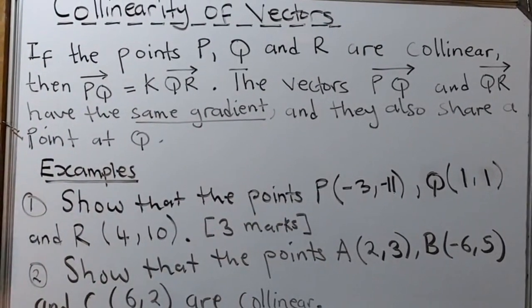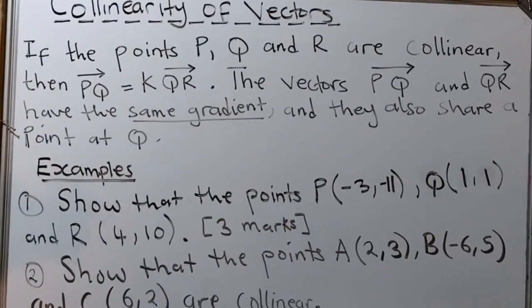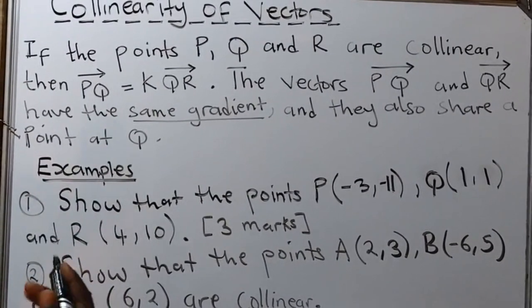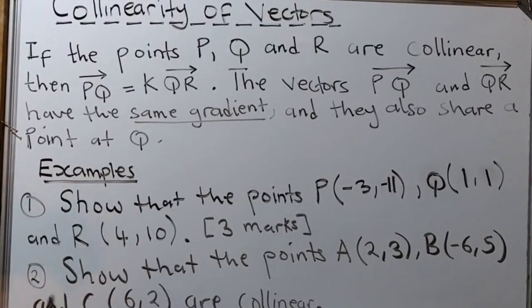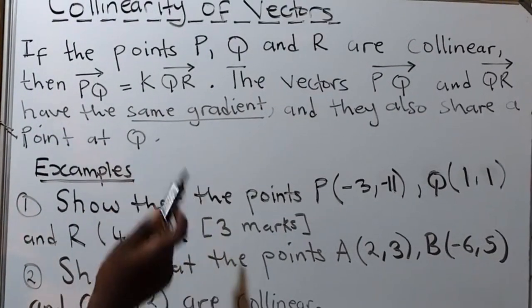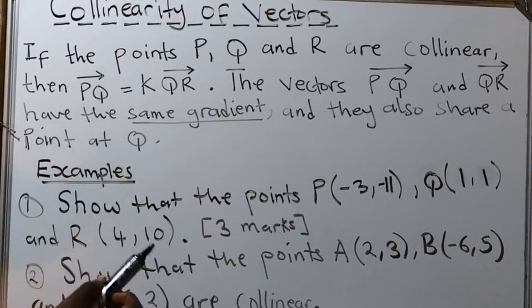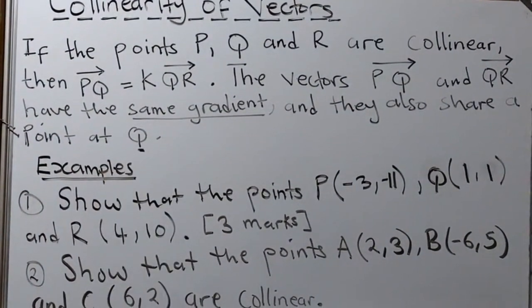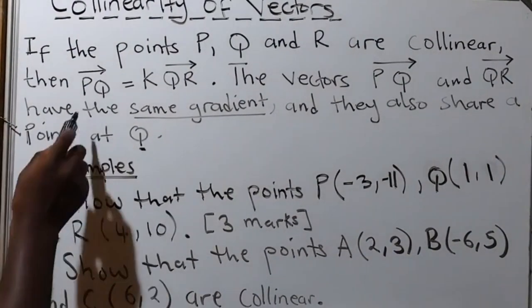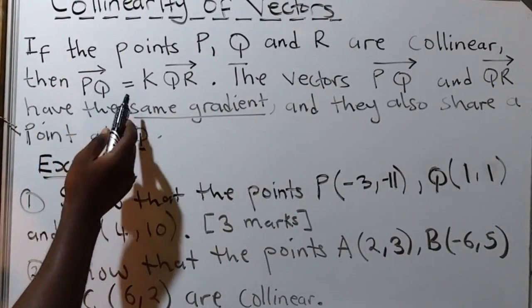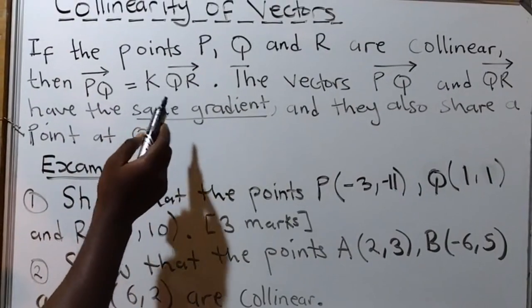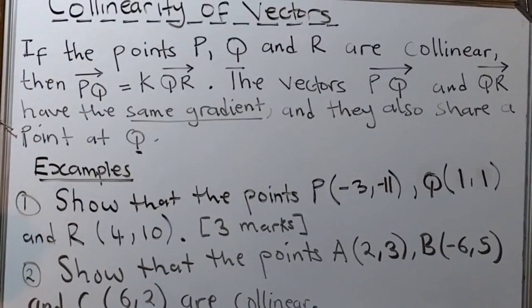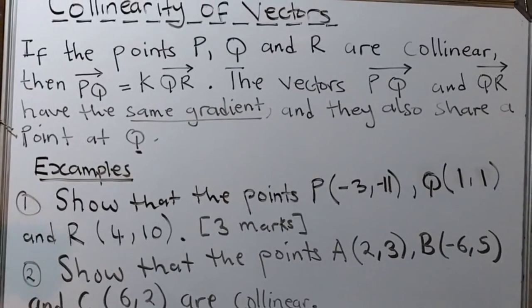Why are they having the same gradient? Because they are lying on the same straight line. So it's important for you to understand that. If they are lying on the same straight line, it also means that they are sharing a point at Q. So the vector PQ is equal to a scalar multiple of QR. Let's say we can prove that certain points are collinear.